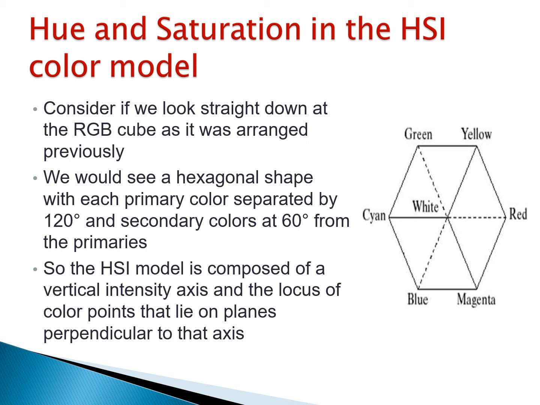This can be visualized much more easily by looking at the cube down its grayscale axis, as shown in this particular slide. In this plane, we can see that the primary colors are separated by 120 degrees. The secondary colors are 60 degrees from the primaries, which means that the angle between the secondaries is also equal to 120 degrees.